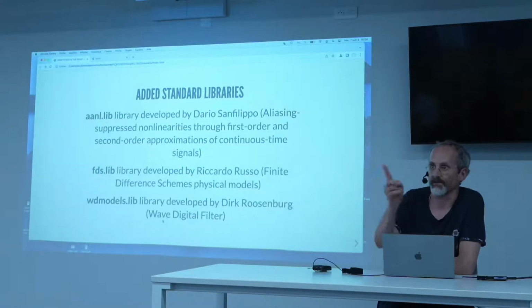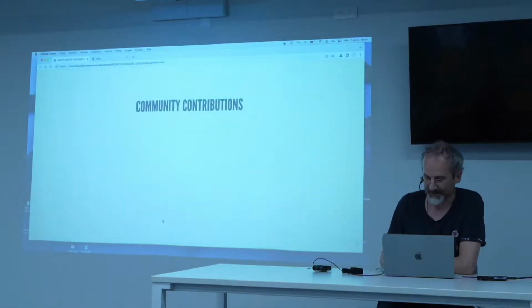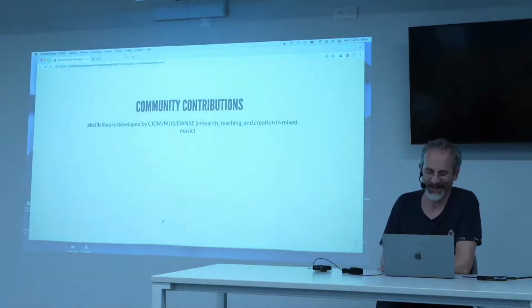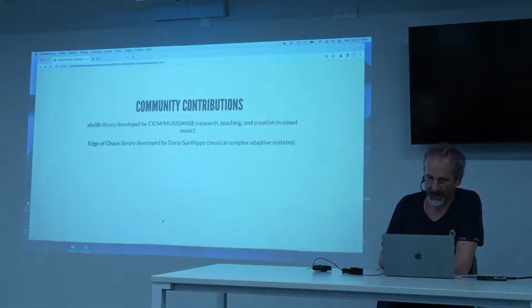And I guess he was also working with Jatin to compare this Faust library to Jatin's very fast template-based C++ code. And I think sometimes Faust wins, sometimes C++ templated code wins. You can discuss that with Jatin later on. Several contributions from the community. The abc.lib library, which was presented this morning, done at Paris 8 for mix and music, basically.